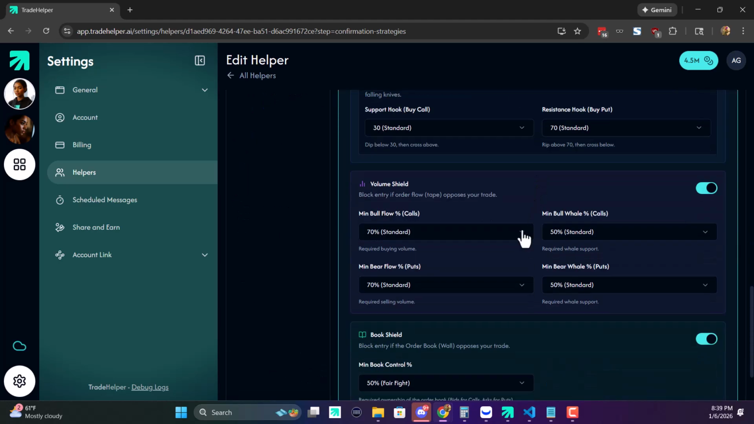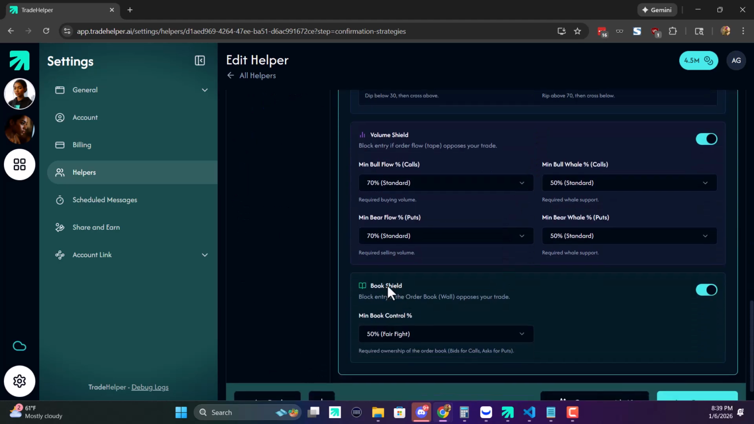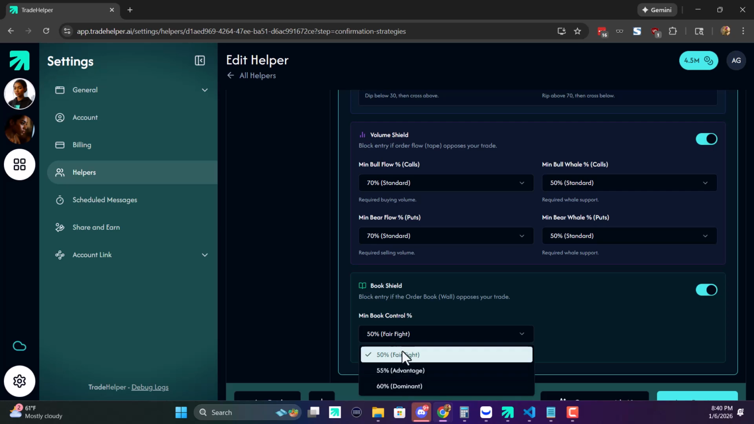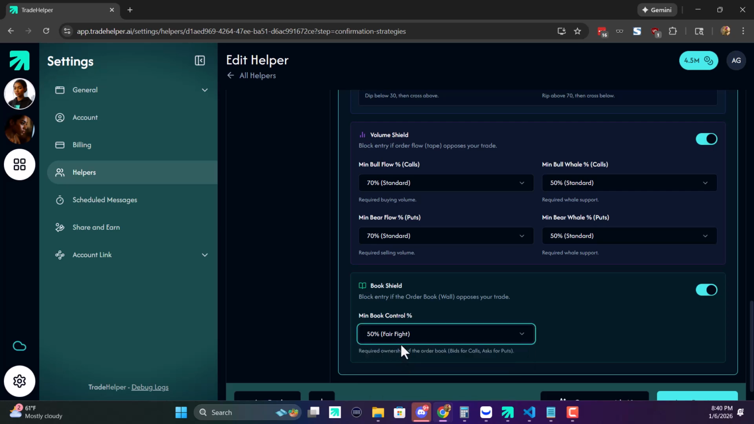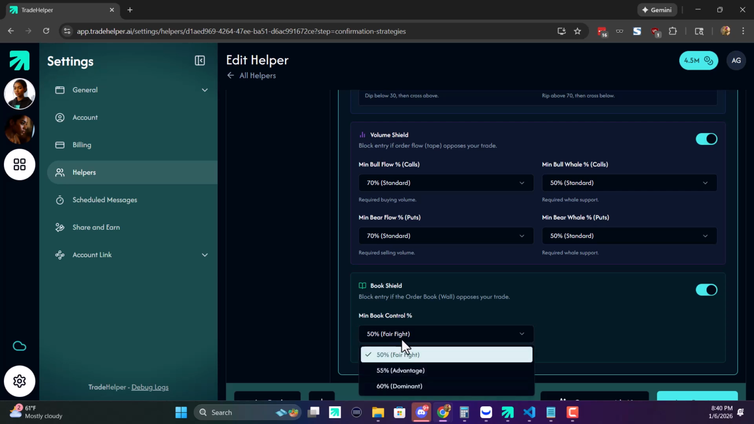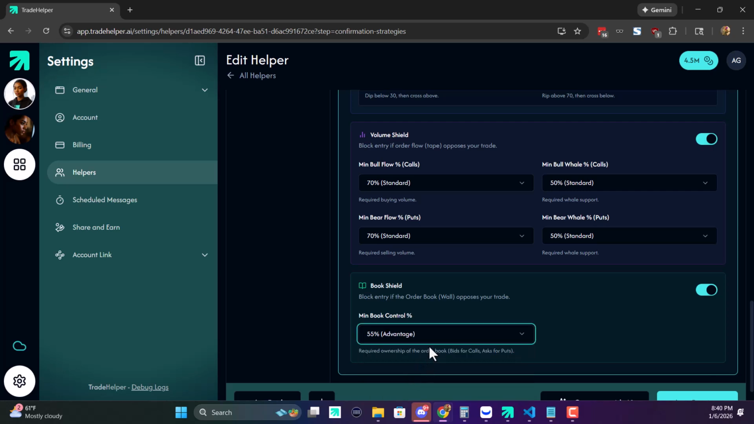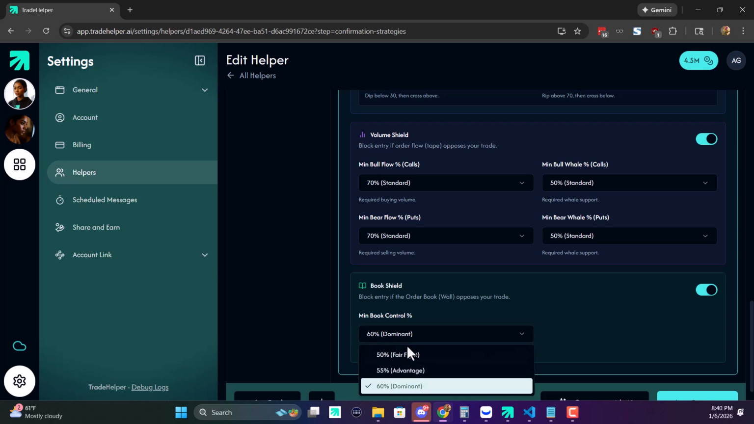All right. So if you see right here, we have a book shield, and this one says I have mine set to 50%. As long as it's 50% or higher, I'm cool in my direction. I call it a fair fight. You feel me? Fair fight means everybody got a chance, right? But you can set it to 55, which means advantage, or 60, which means dominant. You win in that motherfucker. If you want to be strict, that's up to you.